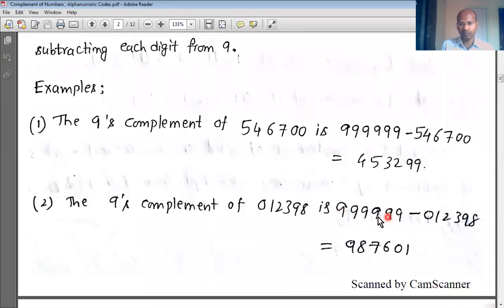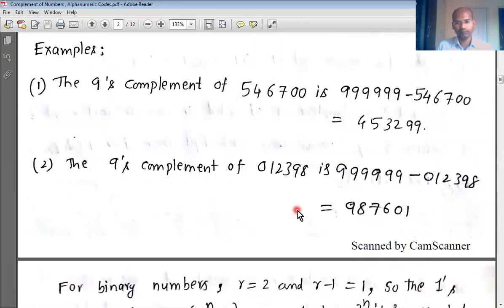1, 2, 3, 4, 5, 6. There are 6 digits and all of them are 9. You have to subtract the given number from this one, which is what we have written here. After subtraction, this results. So this is our 9's complement of 012398. This is how we find the 9's complement, right?